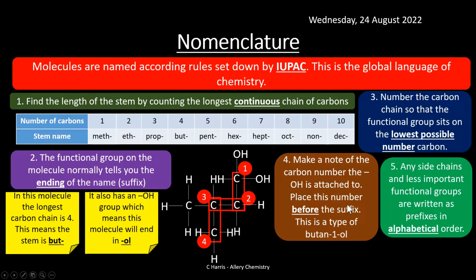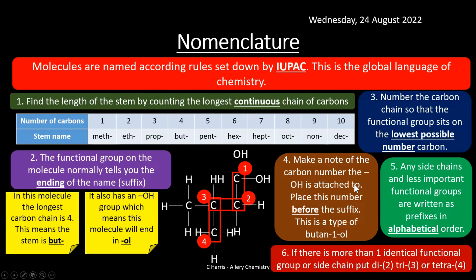Then the fifth step is, if we've got any side chains and less important functional groups, these are written as prefixes in alphabetical order. Here you can see we do have a methyl group sat on the third carbon. If there's more than one identical functional group or side chain, we put di, tri, or tetra in front of it. So in this case, this is 3-methyl, because we've got a methyl group there, that's your CH3 on the third carbon. Butan, because you've got 4.